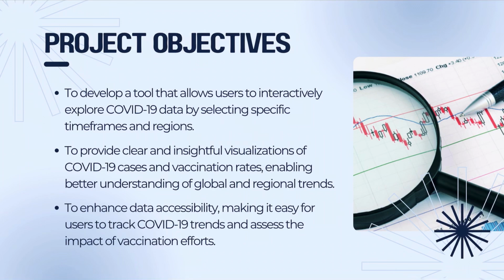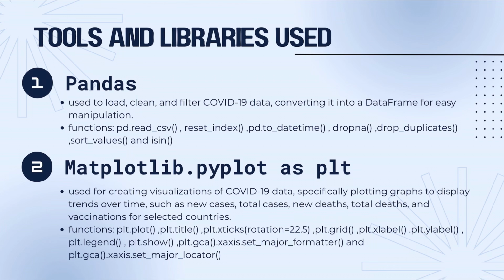Next is our project objectives. The first one is to develop a tool that allows users to interactively explore COVID-19 data by selecting specific time frames and regions. Next is to provide clear and insightful visualizations of COVID-19 cases and vaccination rates, enabling better understanding of global and regional trends. The last one is to enhance data accessibility, making it easy for users to track COVID-19 trends and assess the impact of vaccination efforts.